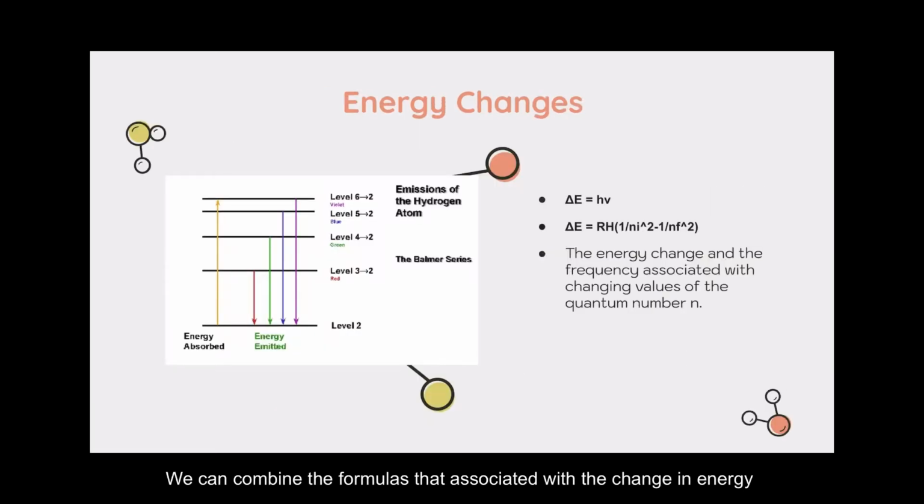We can combine the formulas associated with the change in energy to find the variable that we want to know, because energy change and frequency are associated with changing values of the quantum number n.